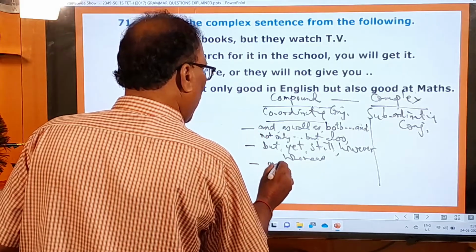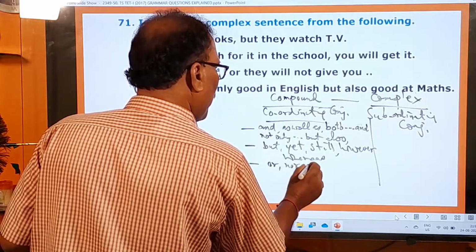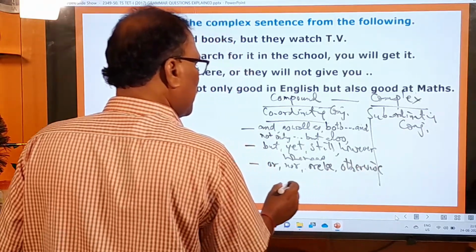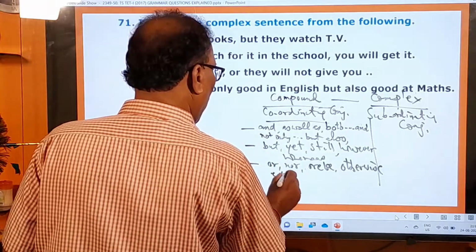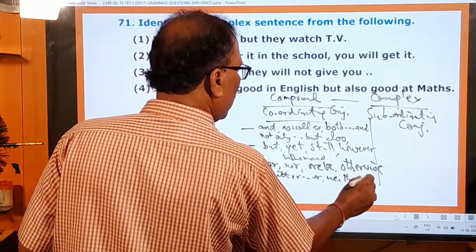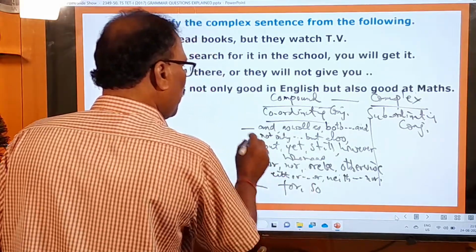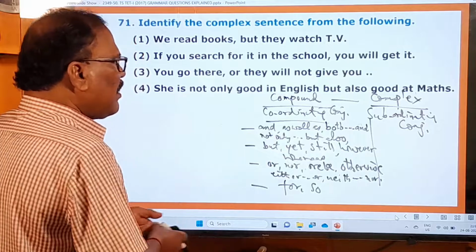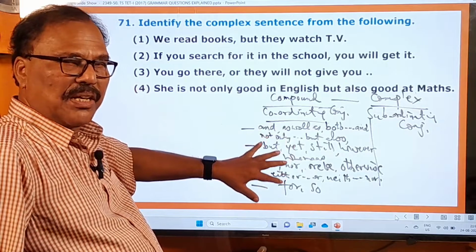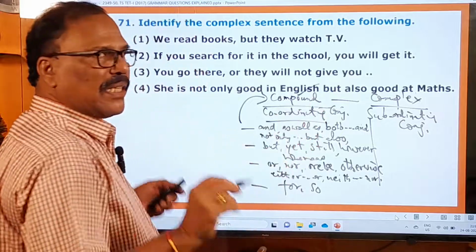And here are, nor, sorry, or else, otherwise. And either or, neither nor. This is one set of conjunctions. Plus for and so. So these are the coordinating conjunctions, and whenever 2 sentences are combined with the help of these coordinating conjunctions, that sentence is called, or those sentences are called compound sentences. That is the point.